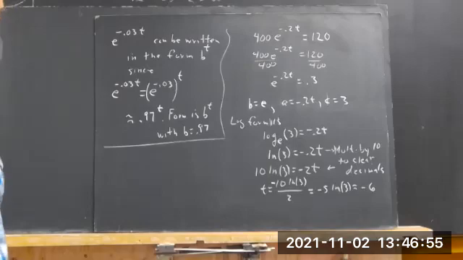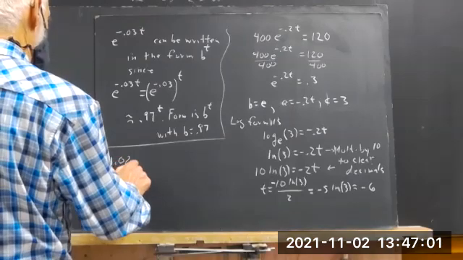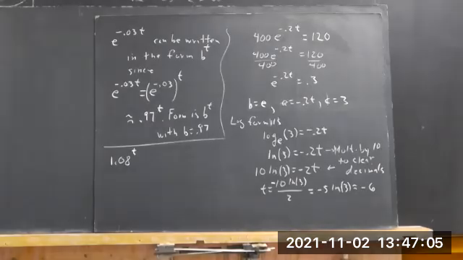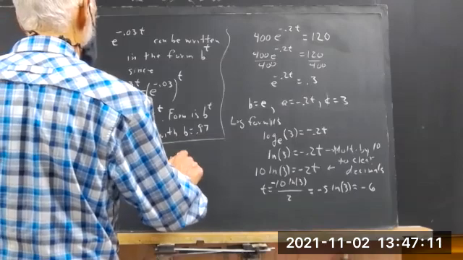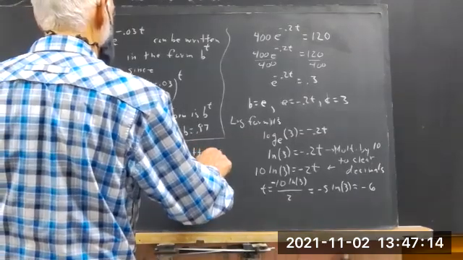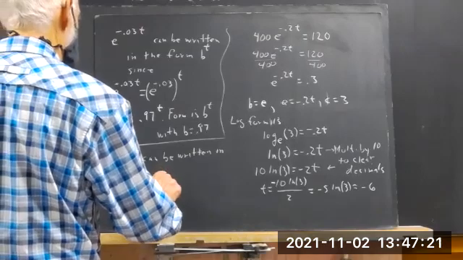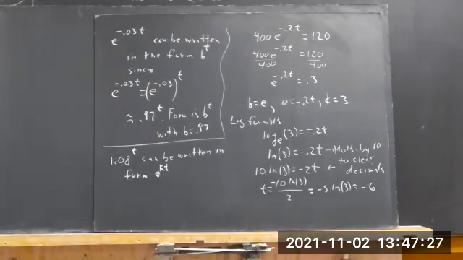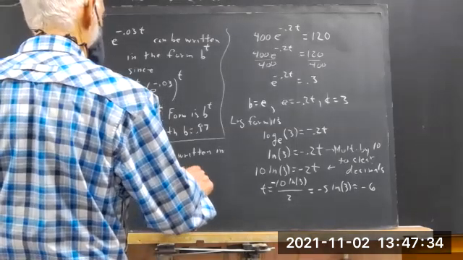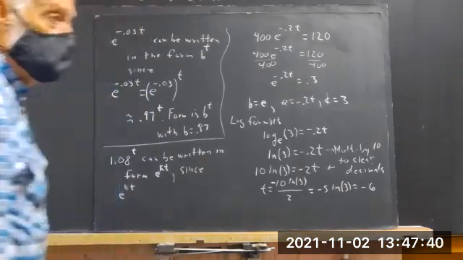Now there's another thing you can write. 1.08 to the t can be written in the form e to the kt.